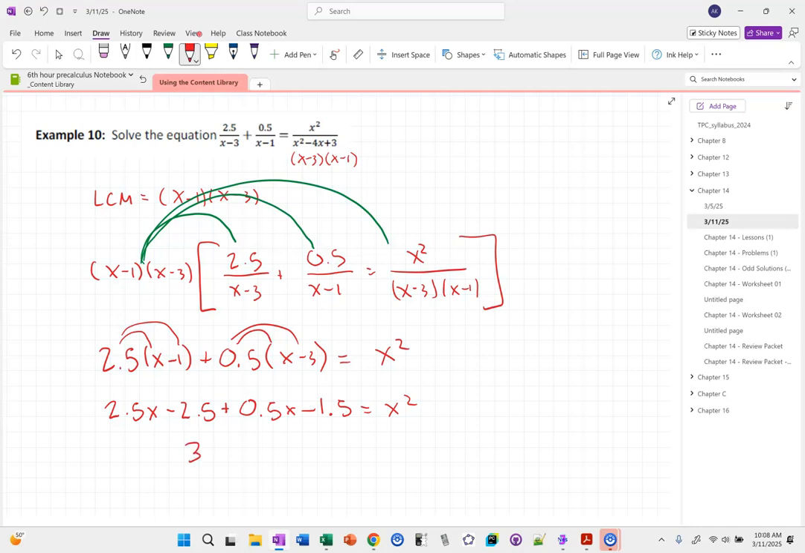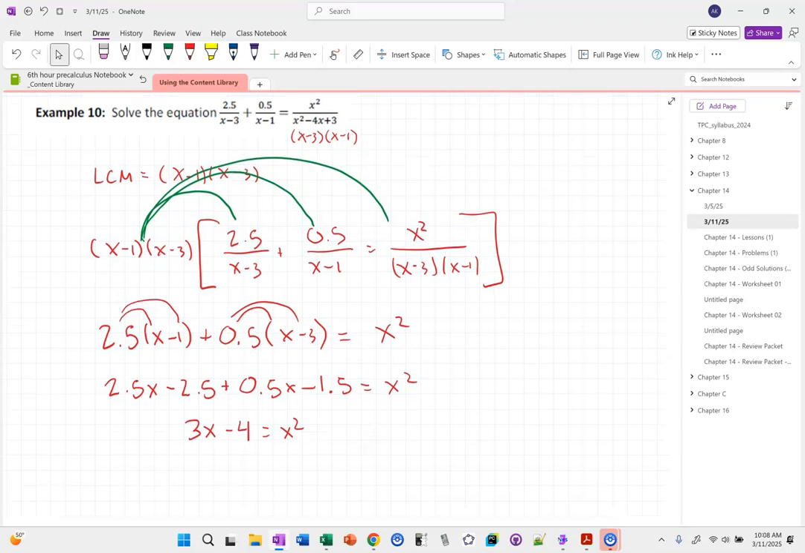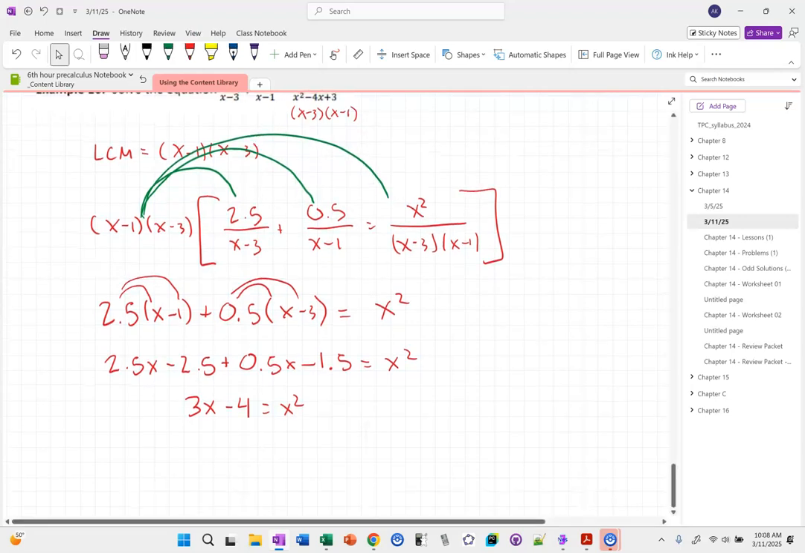So what do I have? I have 3x minus 4. Fantastic, no decimals, right? If I did, I might multiply both sides by 2 to get rid of any kind of decimal in there, but it doesn't even really matter. You could hang the decimal on if you're just going to use the quadratic formula anyway. But I'm left with a quadratic again. I'm going to get it equal to 0.